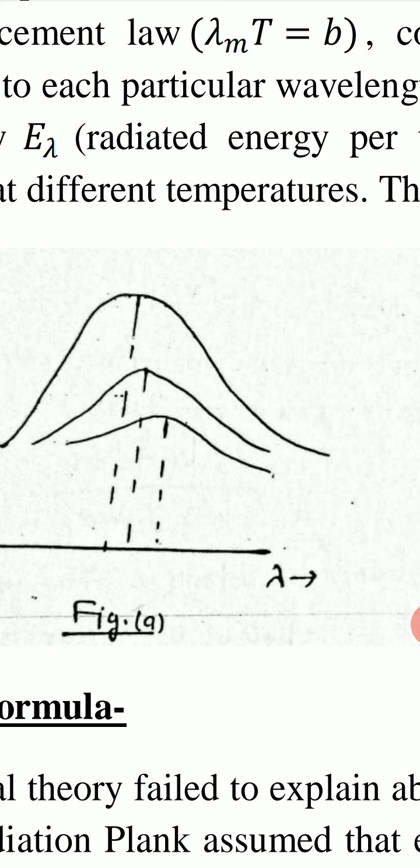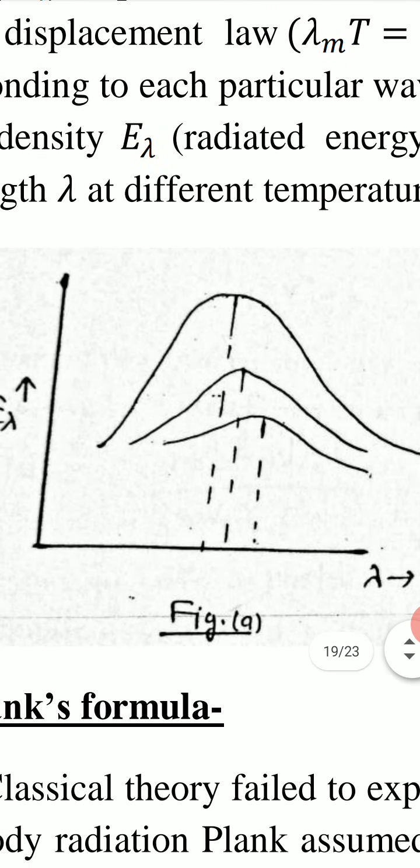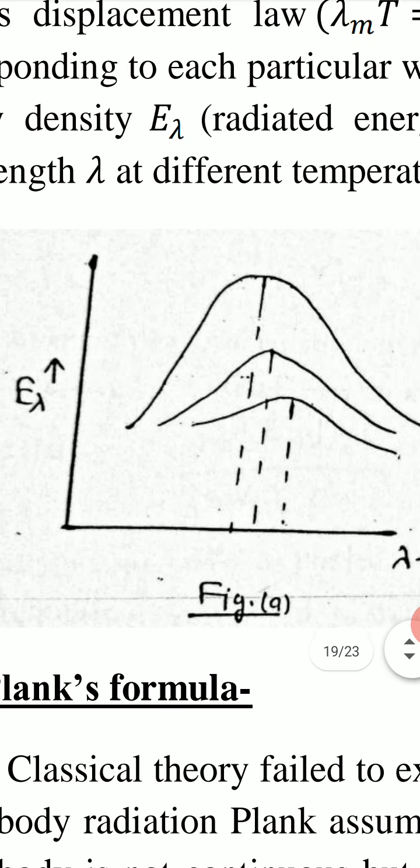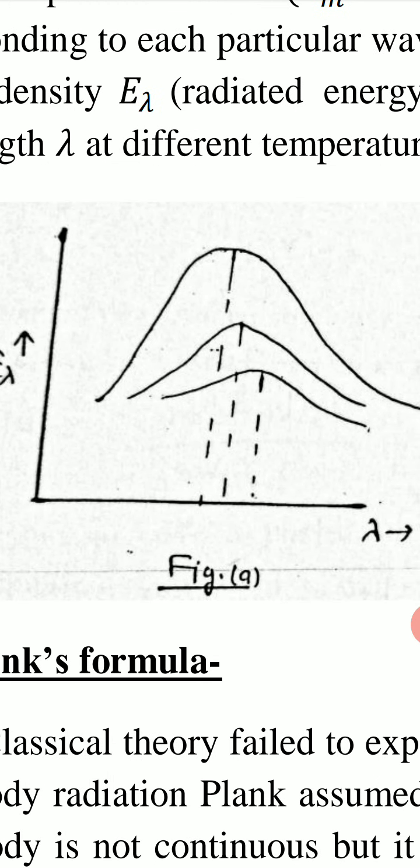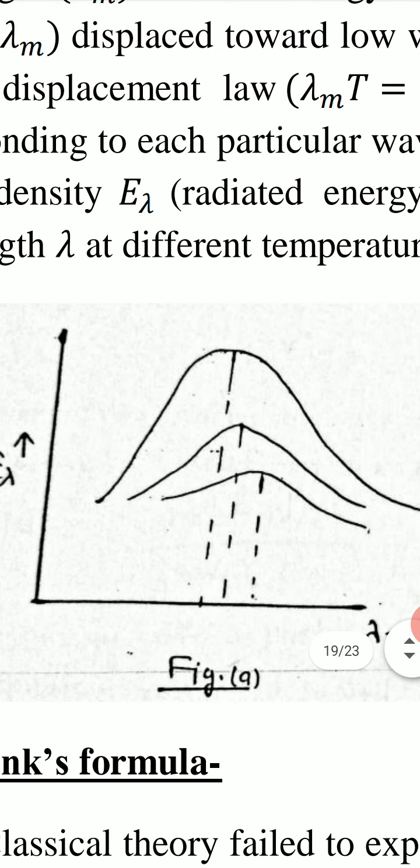And we show three dotted lines, and the dotted line towards the origin is for a large value of temperature, and for this the value of lambda m is small. So we see that when the temperature increases, lambda m will decrease, or it shifts towards low wavelength.